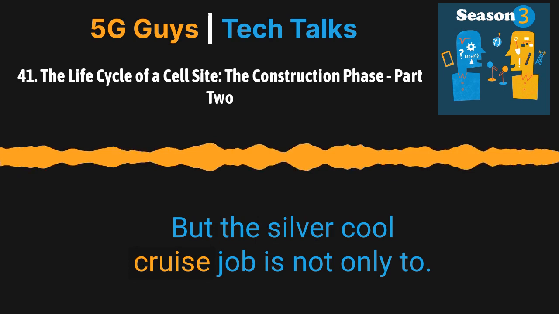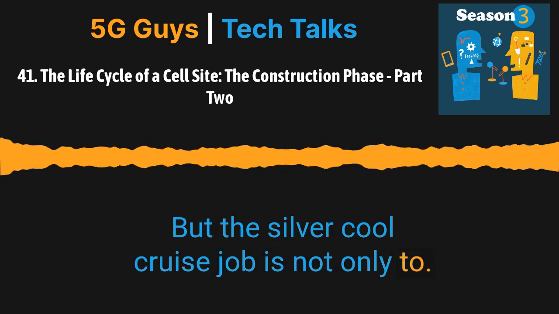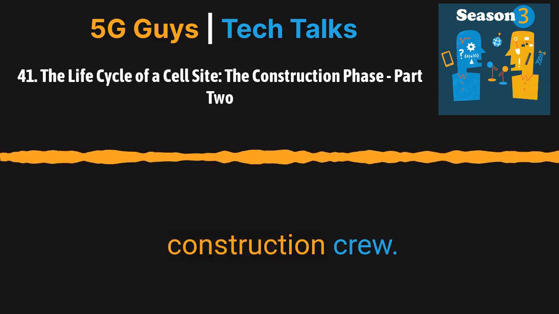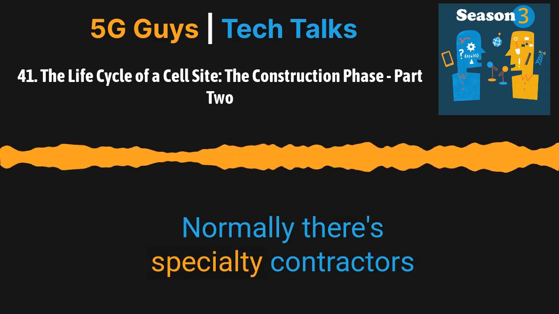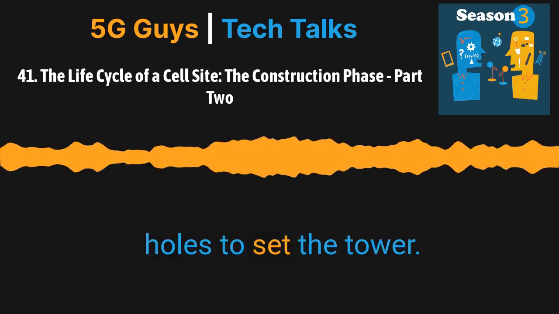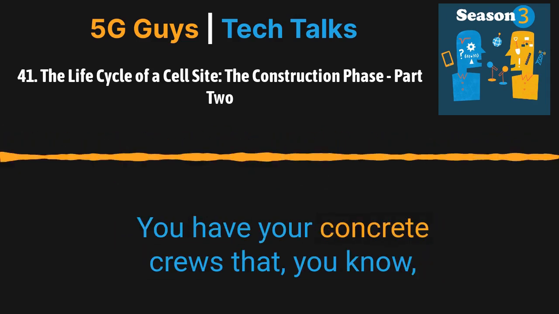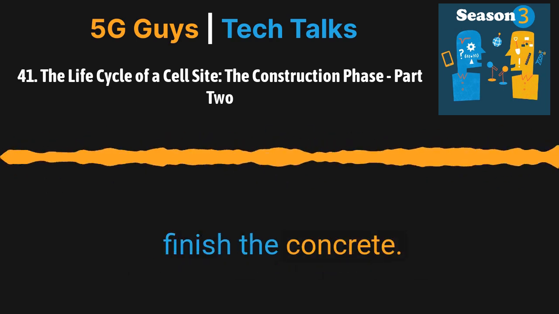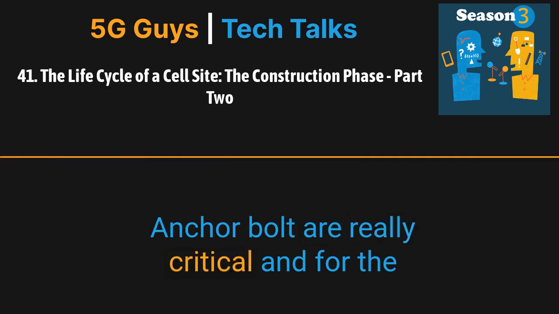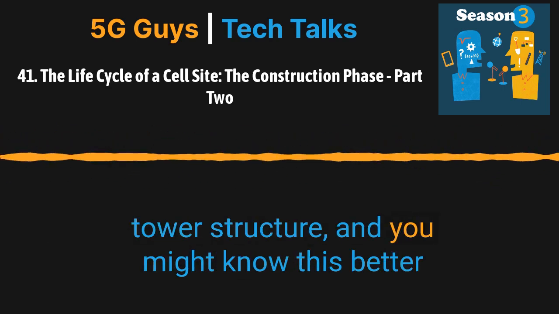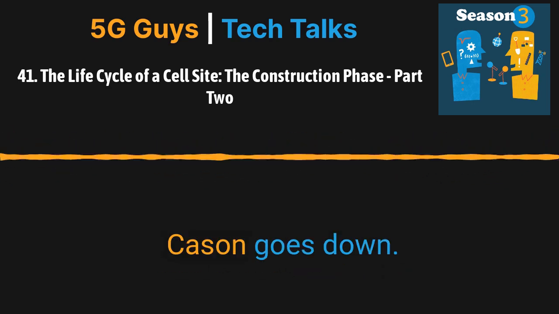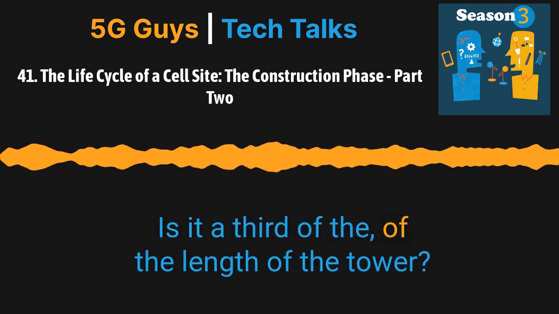But the civil crew's job is not only to drill that caisson, and that's another construction crew. Normally there are specialty contractors that come in and all they do is drill those caisson holes to set the tower. You have your concrete crews that finish the concrete. The caisson crew would also set the anchor bolts. Anchor bolts are really critical for the tower structure. And you might know this better than me, but normally on a monopole, the caisson goes down, is it a third of the length of the tower?